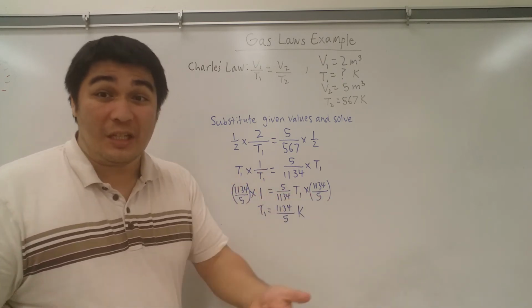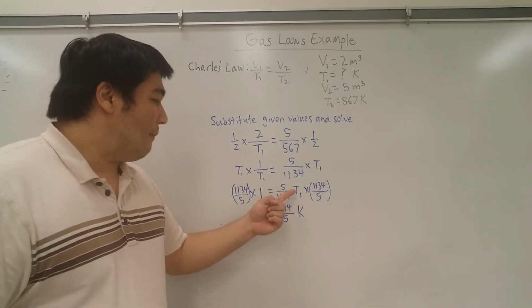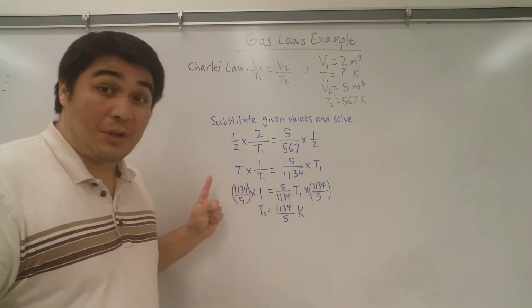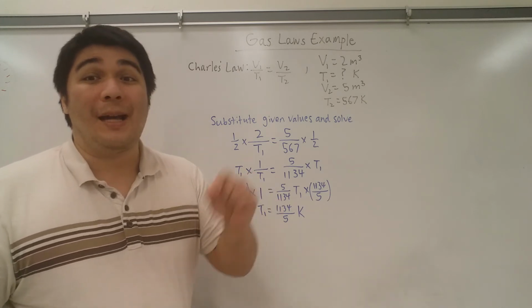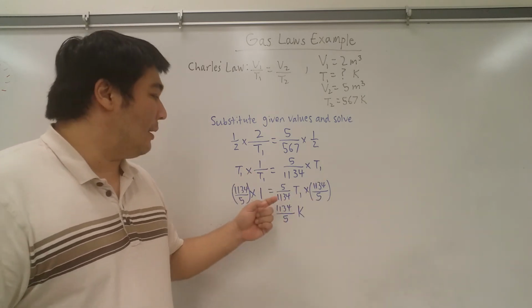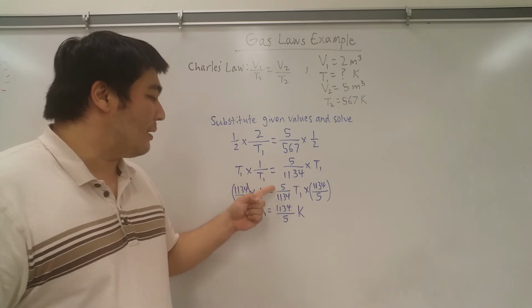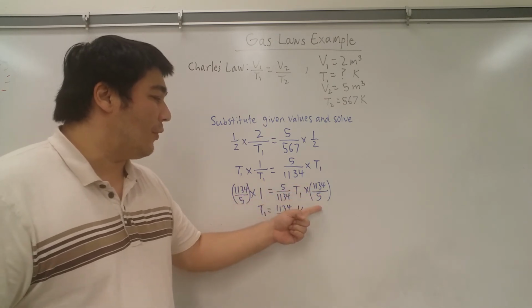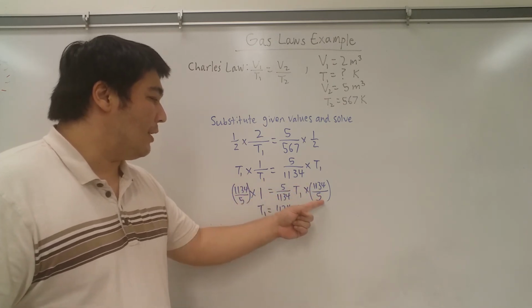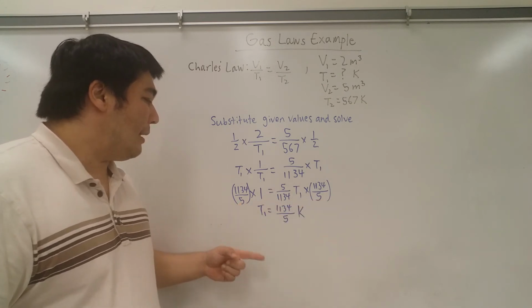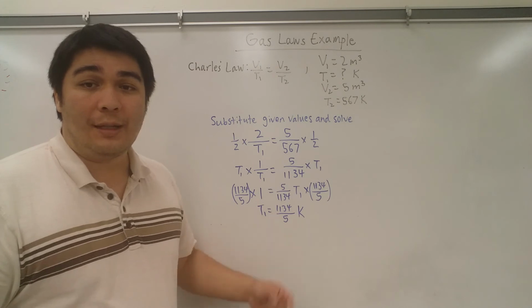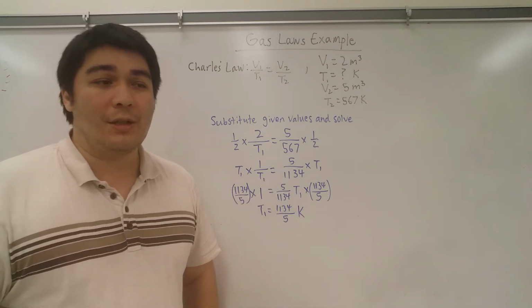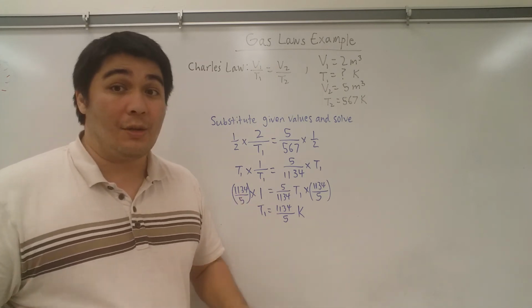So I then do the opposite operation, which is division, but because I don't want to do division necessarily, because of the fact that order does matter, what I'll do is I'll multiply instead by the inverse. So in this case, the inverse is 1,134 over 5. So I multiply both sides of the equation by this number, and then I get my answer of t1 equals 1,134 over 5 Kelvin.